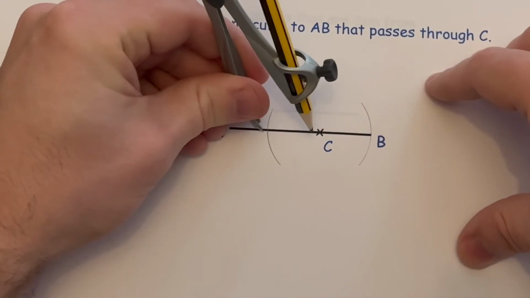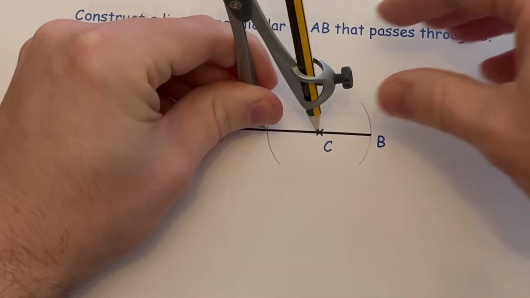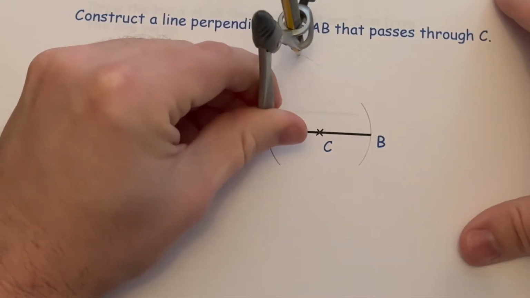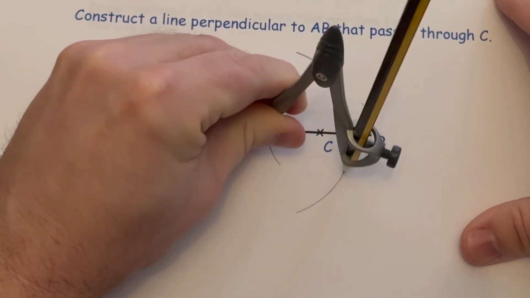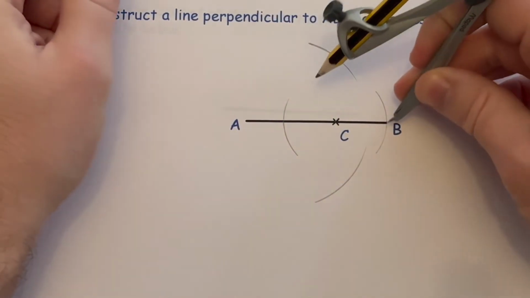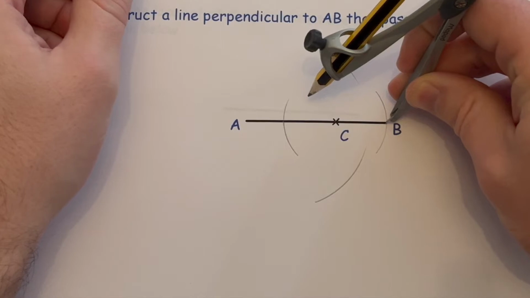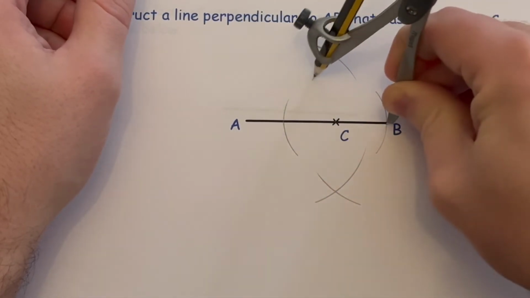Now I'm going to put the point of the compass on where the arc and the line intersect. I'm going to set it over halfway, and do an arc above, like so, and an arc below, like so. Keeping the compass and pencil the same size, I'm going to go to the other side. I'm going to put it on B, and do an arc below and an arc above, like so.